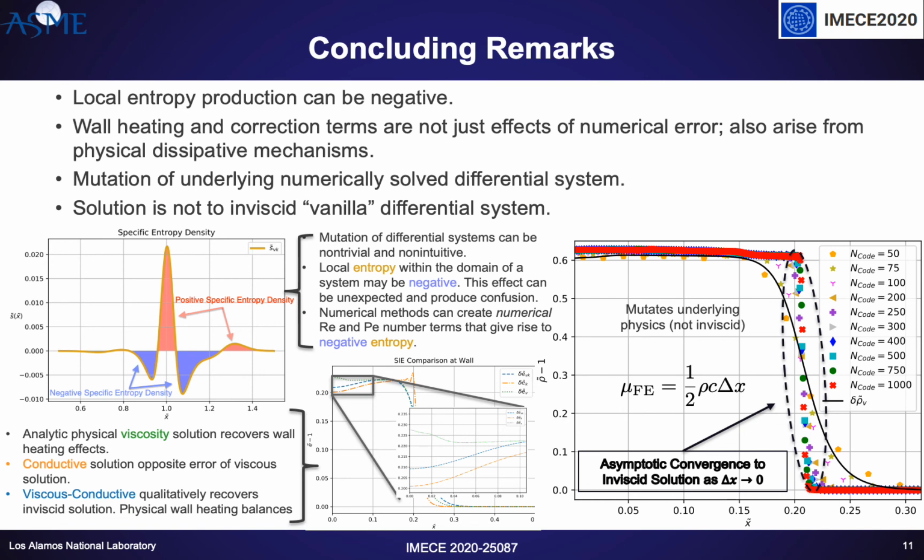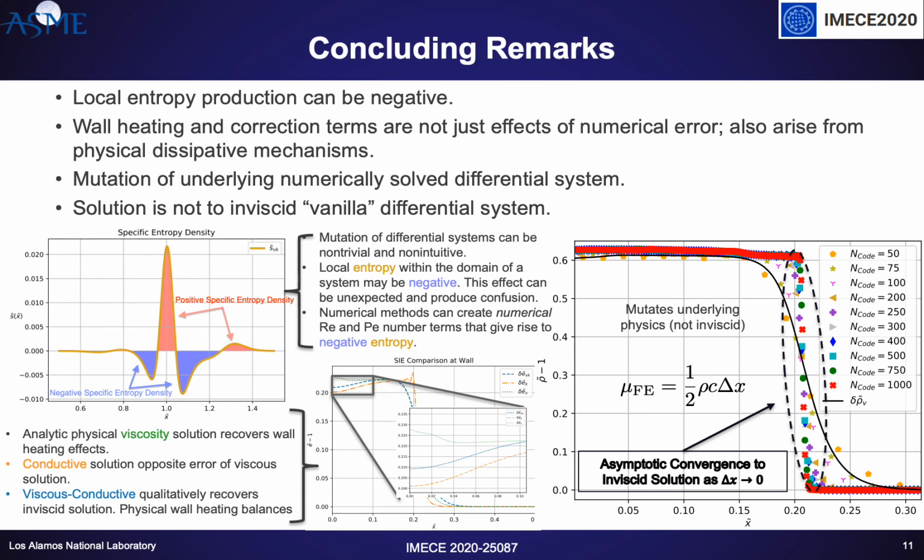In our viscosity comparison, we showed how a numerical operator mutates the fundamental underlying physics in an asymptotic manner. The solution was not an inviscid differential system solution. One might imagine how the inclusion of more than one numerical operator, especially if done in a black box, might negatively evolve the numerical solution away from the idealized physical solution.